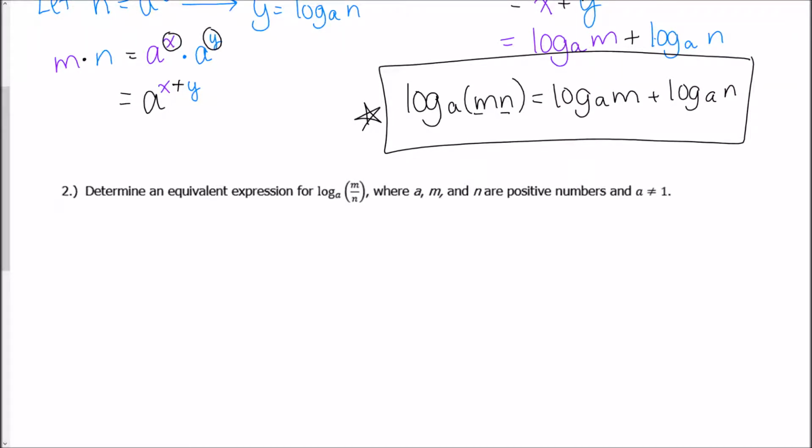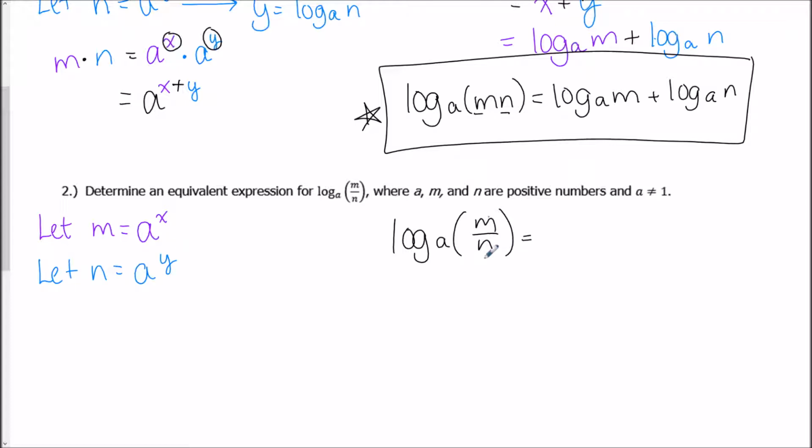Now we're going to determine an equivalent expression for log base a of m divided by n. We're going to do the same exact idea here. I'm going to let my statements be the same as before: m equals a to the power of x, and n equals a to the power of y. But this time it's not a product, it's a quotient; I'm dividing.